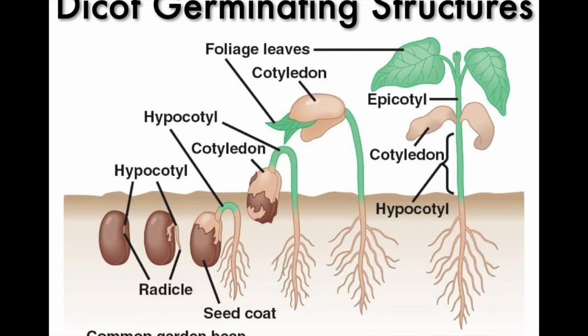Here's the dicot germination, just like we saw on the germinating slide. Here are the structures labeled again. You can see the hypocotyl, as the plant rises up, is now going to be below the cotyledon. Hypo meaning below. Epicotyl above, and you can see the epicotyl is the upper portion, very close to the first leaves or the plumule.